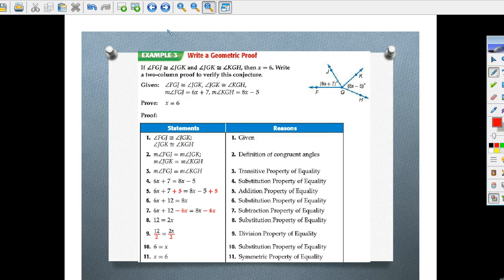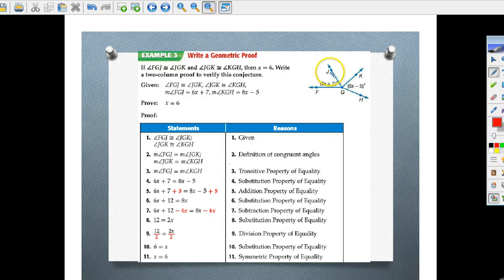Alright, so write a geometric proof. Again, we're doing two-column proofs, so make a nice column, put statements on the left, reasons on the right. Don't block off the bottom yet because you don't know how many steps you need to take. Just start at the top. You always start with the given. If angle FGJ is congruent to angle JGK and angle JGK is congruent to angle KGH, then x equals 6. Write a two-column proof to verify this conjecture.